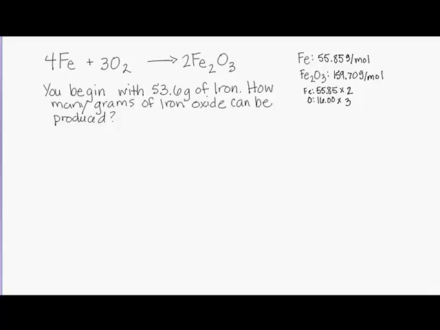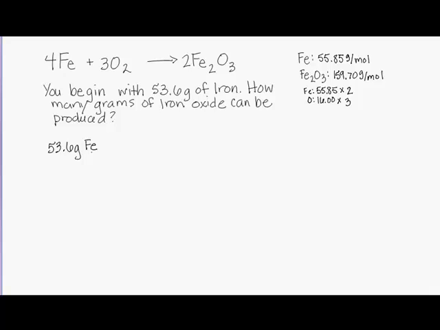Now we have the two things we need to start the problem. We have a balanced equation and we have the molar masses. First, we write down our starting known value, 53.6 grams of iron. We know we want to end up knowing how many grams of iron oxide we have.